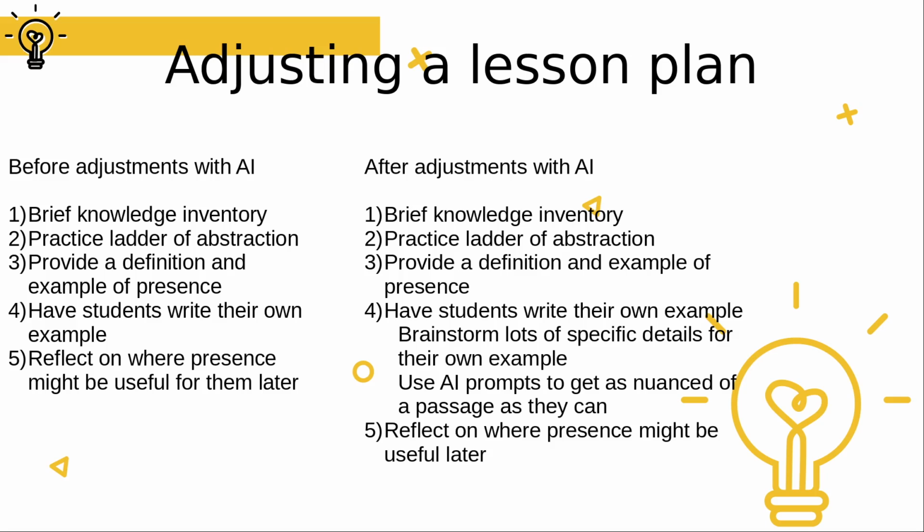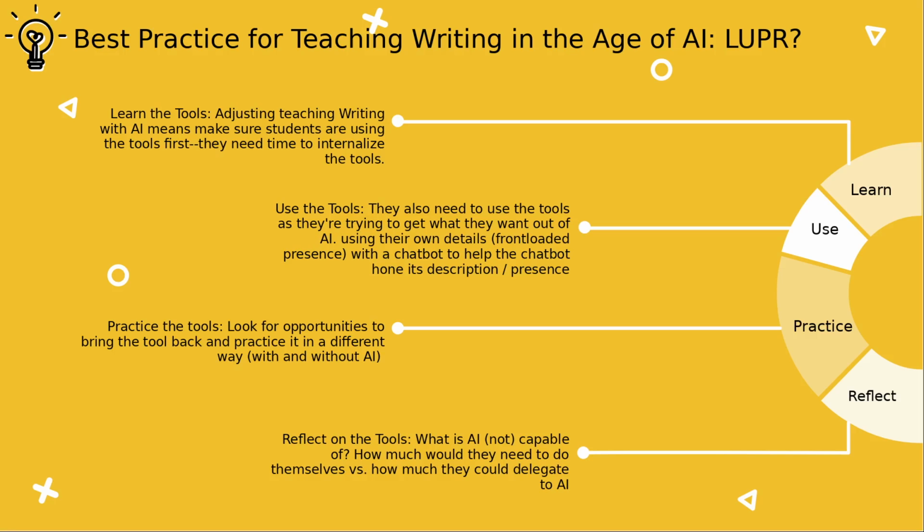And then number 5, reflect on where presence might be useful later. So that would be the same too. So basically I would just, like I say, front load the student's main part of the activity with invention guided by presence in this case. And so that's what I would do.